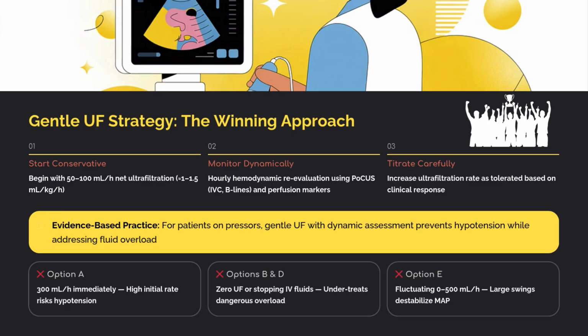Let's quickly recap the pitfalls. Option A, starting with 300 milliliters per hour, as we mentioned, is too aggressive and risks hypotension. Options B and D, either stopping UF or stopping IV fluid, undertreat the overload and prolong congestion. Option E, fluctuating from 0 to 500 milliliters per hour, causes large hemodynamic swings that destabilize MAP. So the winning formula is simple: start slow, monitor hemodynamics, titrate with caution, and protect perfusion while decongesting.